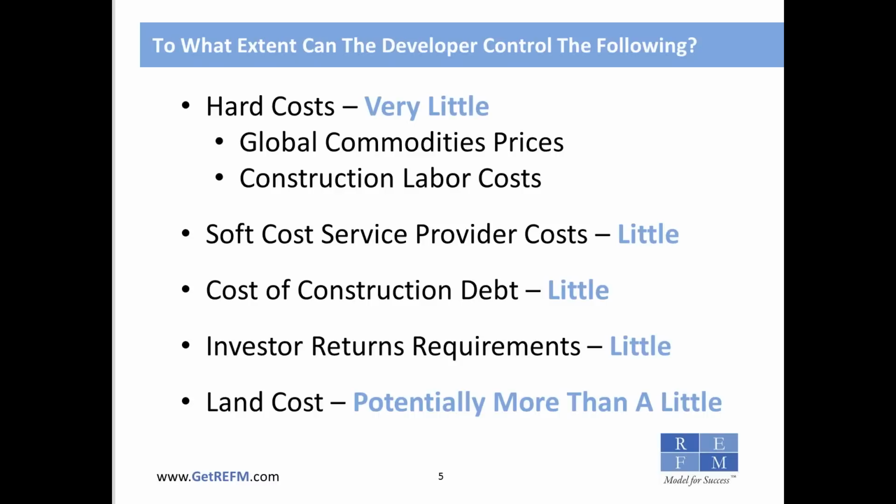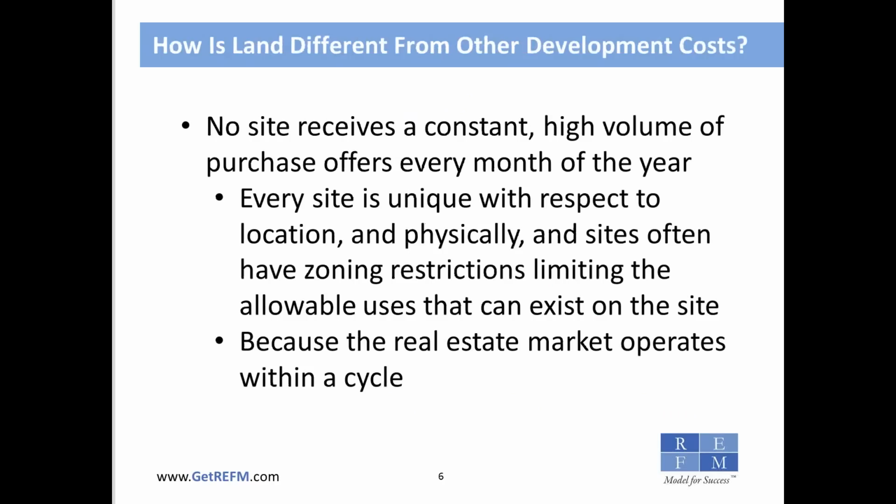Okay, and for a $100 million project, that's a humongous price tag. So what is it about land that makes it different? Okay, and so what I'm going to put forth is that land is different from the other development costs in that no single piece of land, no site, receives a constant high volume of purchase offers, for instance, every month of the year, okay, no matter how desirable your piece of land.